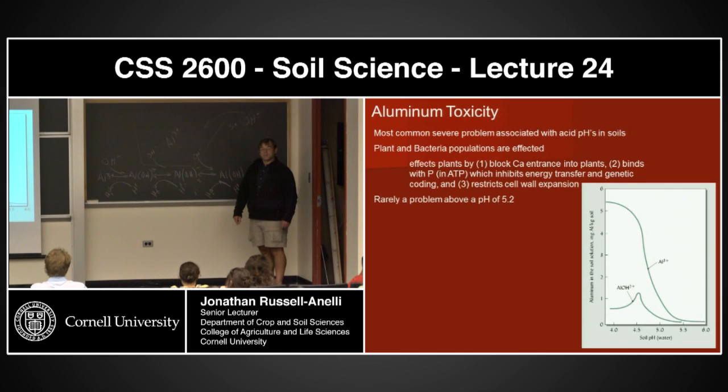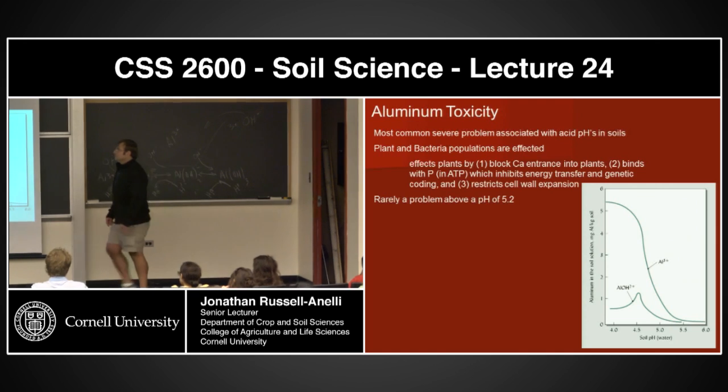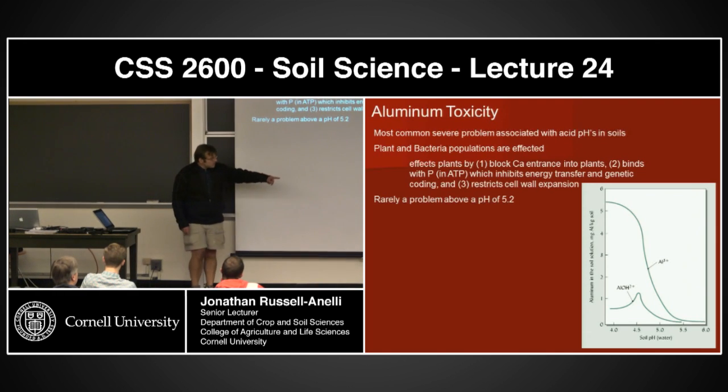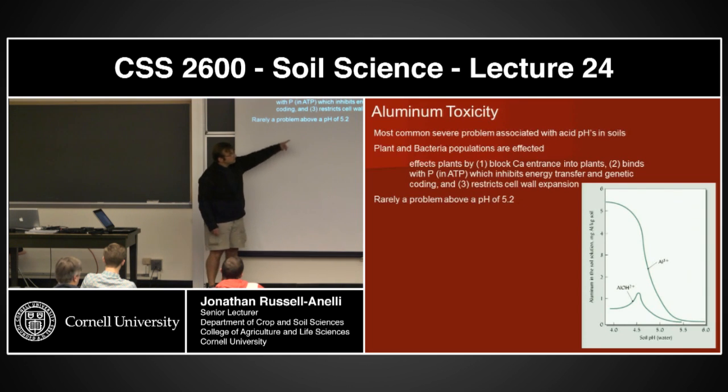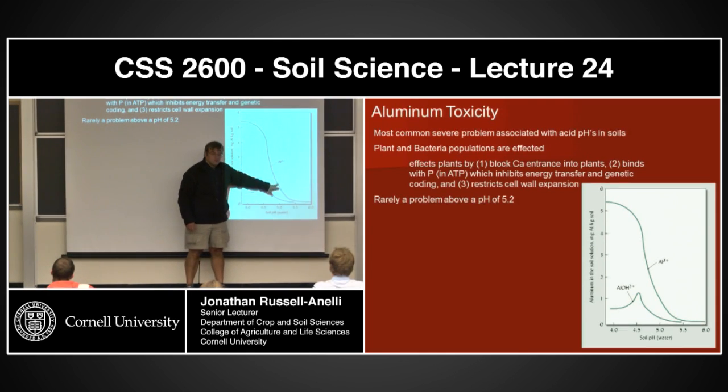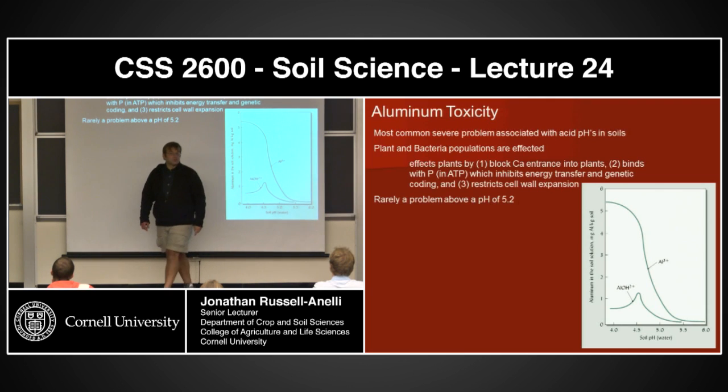Okay? Questions? Cool? Now, interestingly enough, if you look at this, it turns out that aluminum is rarely a problem when pHs are above 5.2. Well, why? Above 5.2, there isn't any really aluminum in the soil solutions.